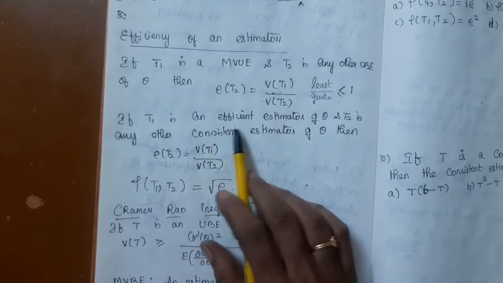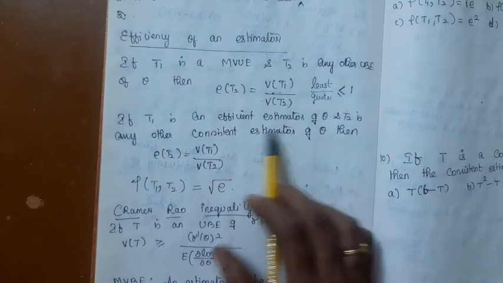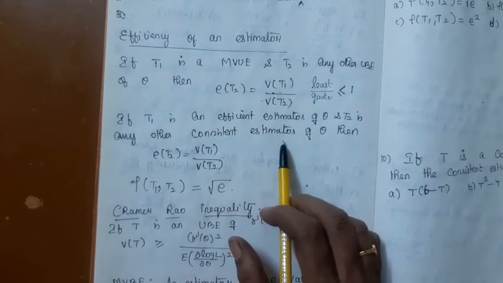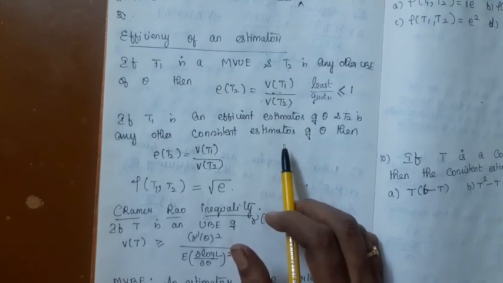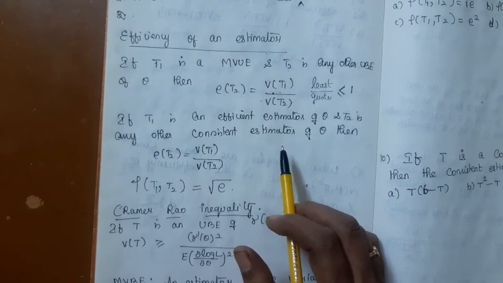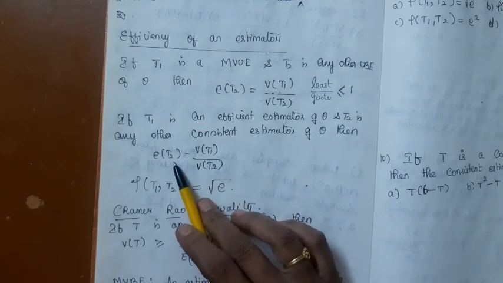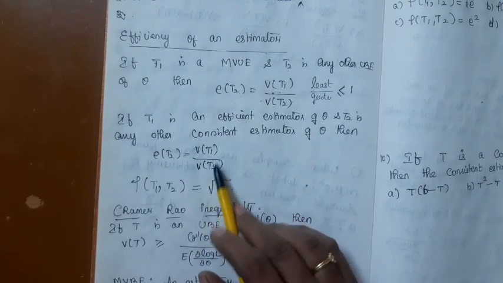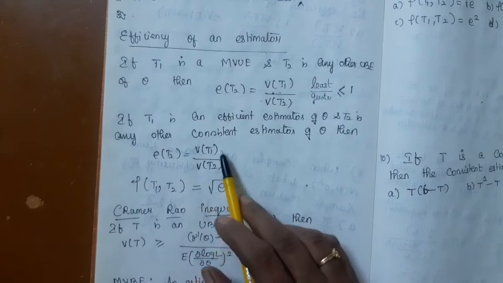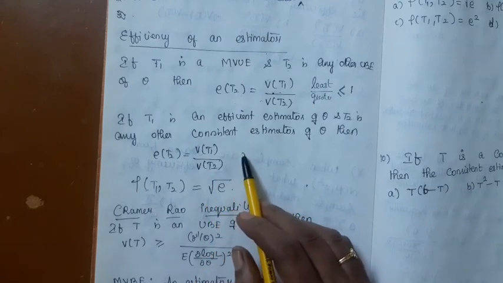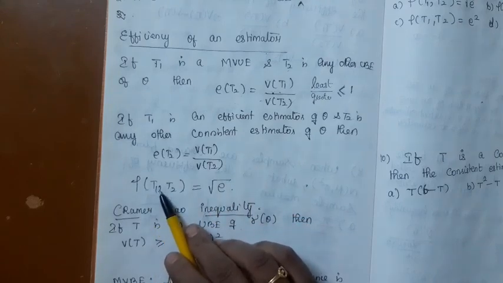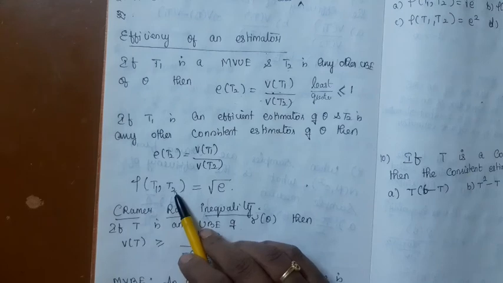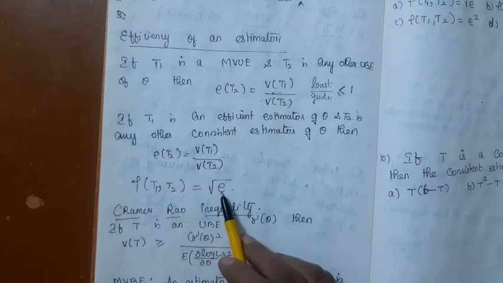Similarly, if T1 is an efficient estimator of theta and T2 is any other consistent estimator of theta, an estimator is called an efficient estimator if it has the least variance among the consistent estimators. Okay, so here efficiency is calculated as variance of T1 by variance of T2. Here again efficiency is always less than or equal to 1. And the correlation coefficient between an efficient estimator and any other consistent estimator is square root of E.